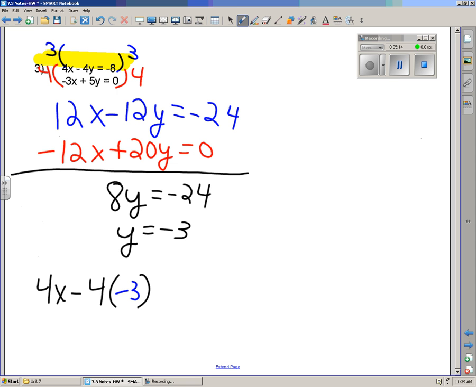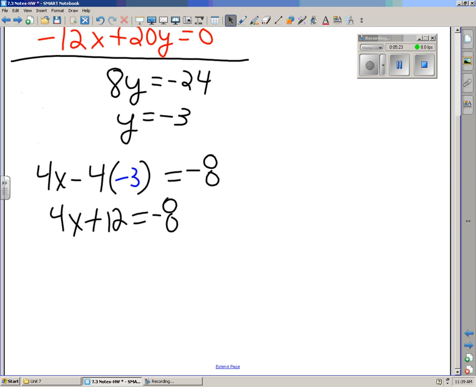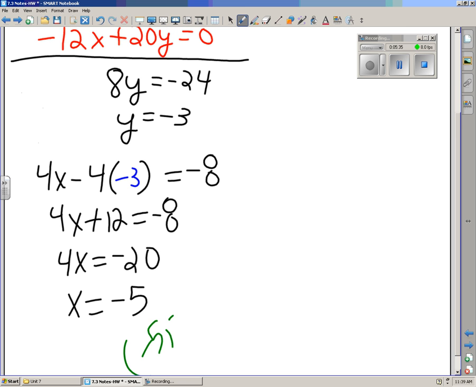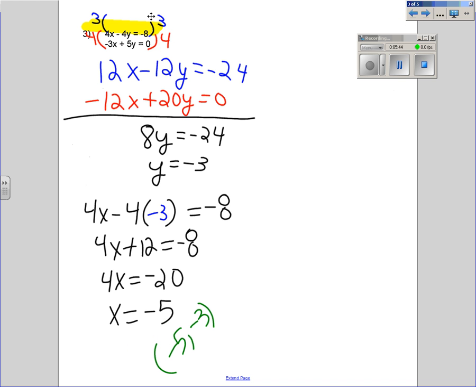So what happens here is I get 4x minus 4y equals negative 8. So I'm going to get 4x plus 12 equals negative 8. Subtract 12 on both sides. 4x is negative 20. Divide both sides by 4, and x is negative 5. So this solution becomes negative 5 comma negative 3. Okay, so here's an example where you had to multiply both. We got one more to go.